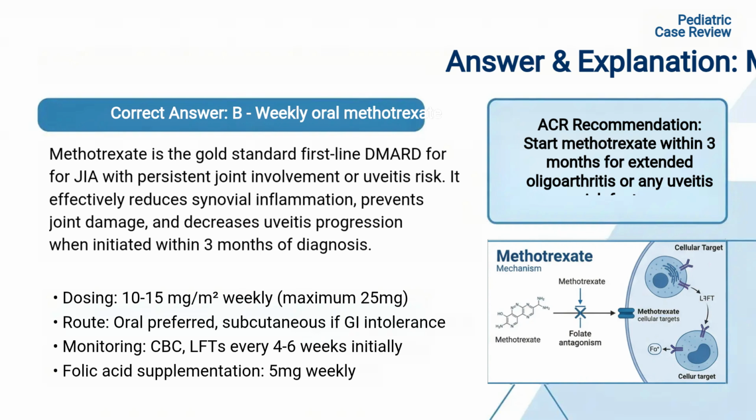Monitoring requires complete blood count and liver function tests every 4 to 6 weeks initially. Folic acid supplementation at 5 milligrams weekly is essential to reduce side effects. The American College of Rheumatology recommends starting methotrexate within 3 months for extended oligoarthritis or any uveitis risk factors.